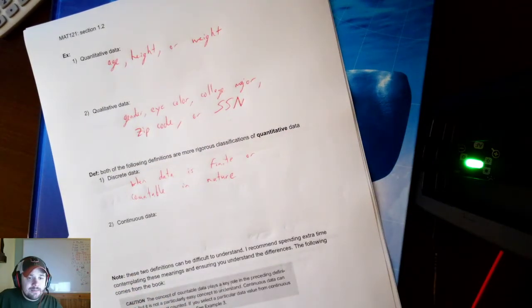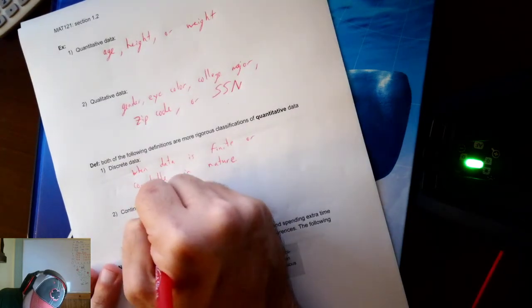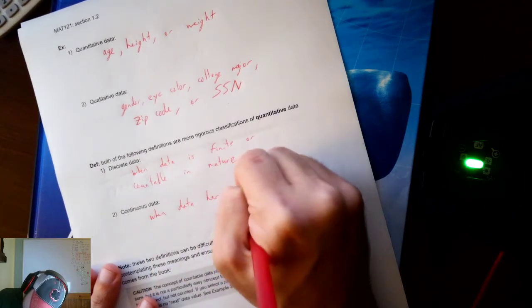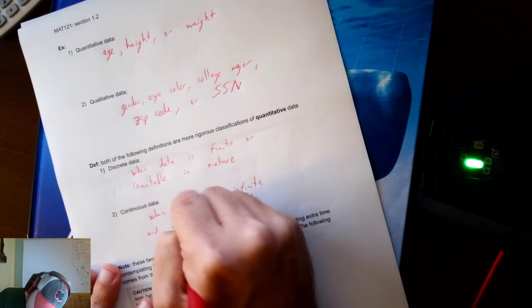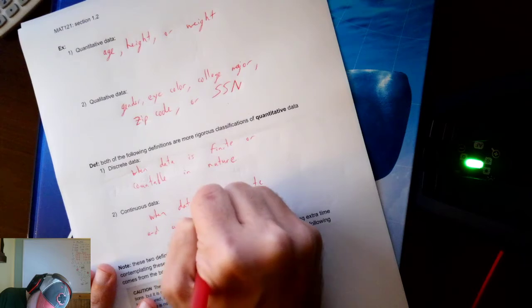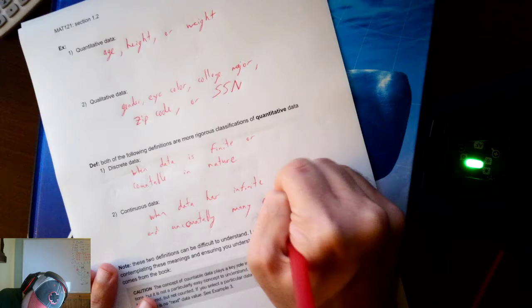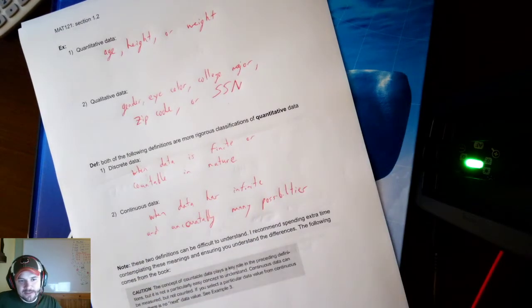It's either finitely many options or countably many options. Whereas continuous data has infinite and uncountably many possibilities. You can't count out all the possibilities for continuous data like you can with discrete data.